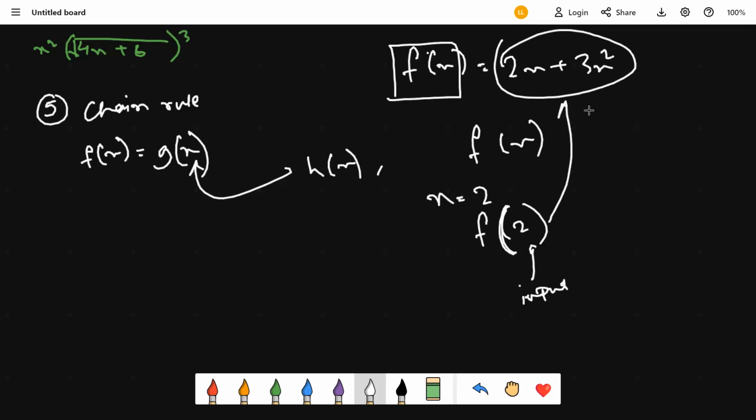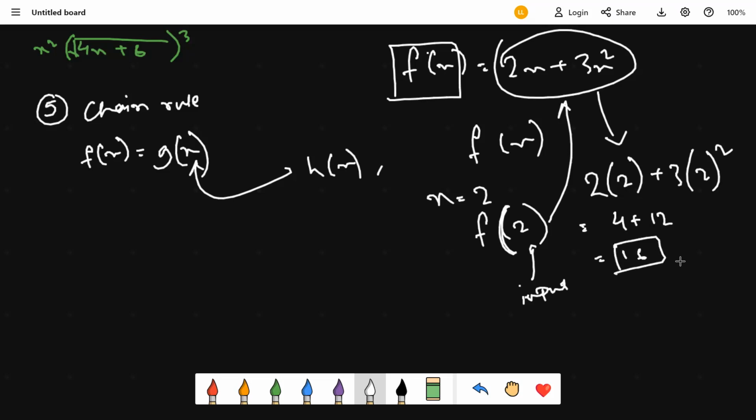So in this expression, when we place 2 inside, what is the value? We get 2 times 2 plus 3 times 2 squared. We're inputting the value 2 in place of x. 2 times 2 is 4, plus 3 times 2 squared, which is 4 times 3, 12, giving us a total value of 16. That's how it works, isn't it?